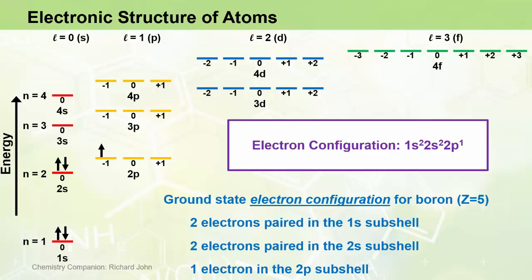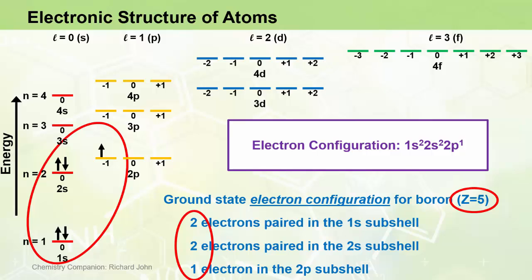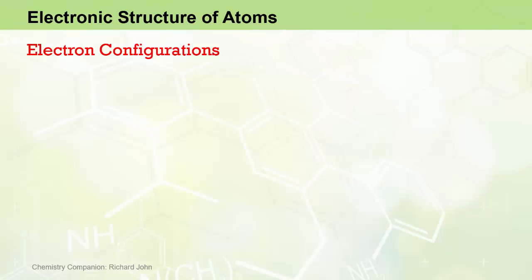Finally, we can further note that the total sum of all the superscripts in an electron configuration, in this case 2 plus 2 plus 1, will be equal to the number of electrons in the electron cloud, in this case 5 for the neutral boron atom. In the next video, we will continue this approach to writing electron configurations by using the Aufbau principle and by following Hund's rule.